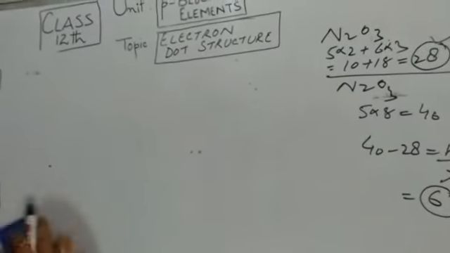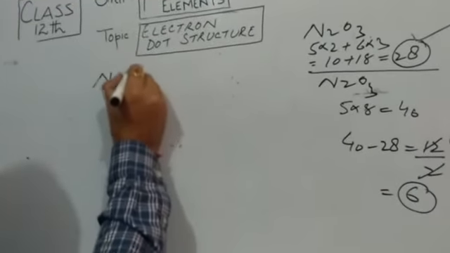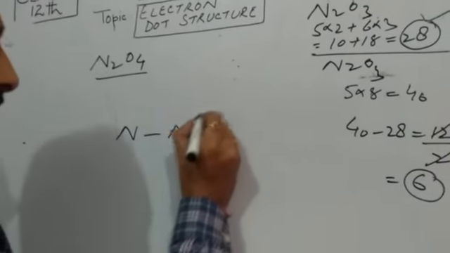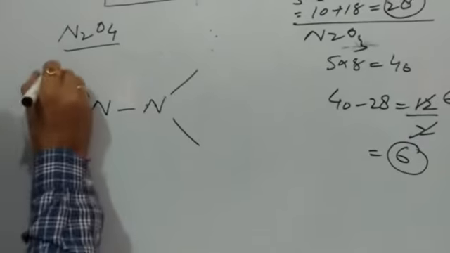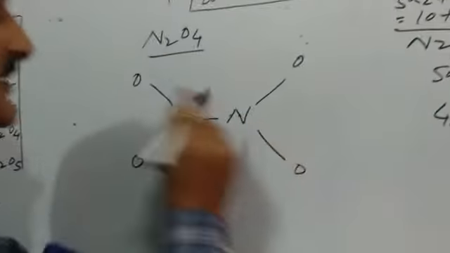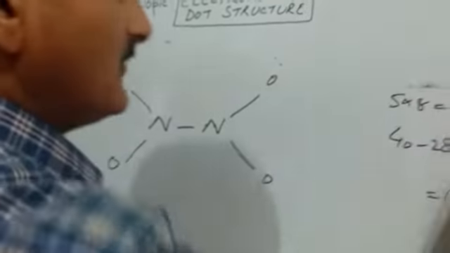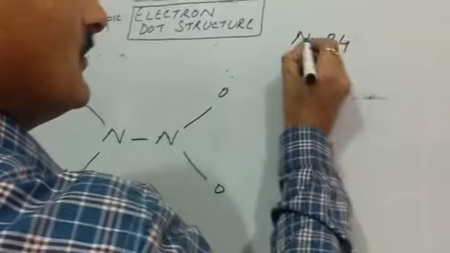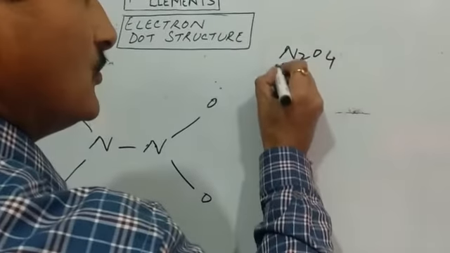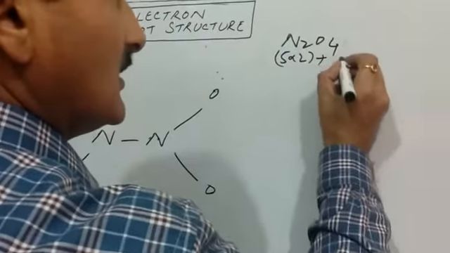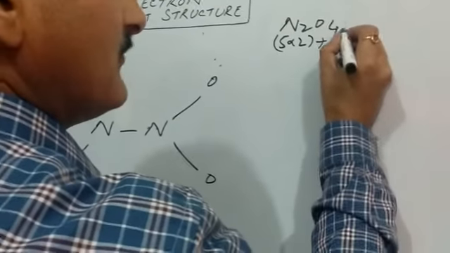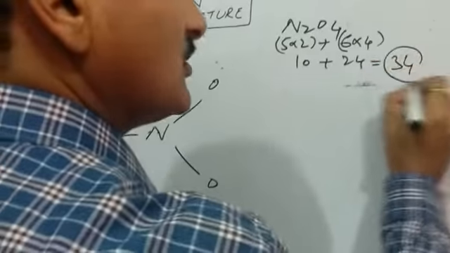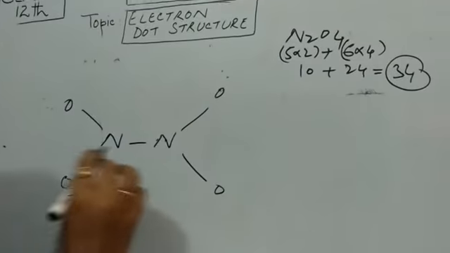Similarly, we can draw the electron dot structure of N2O4. How many nitrogen atoms? 2. How many oxygen atoms? 4. 1, 2, 3, 4. Oxygen, oxygen, oxygen, oxygen. Let us calculate the number of valence electrons available in N2O4. Nitrogen has 5 valence electrons multiplied by 2 atoms, plus 6 for oxygen multiplied by 4. So it will be 10 plus 24, that is 34. We will have 34 electrons at our disposal for drawing the electron dot structure of N2O4.